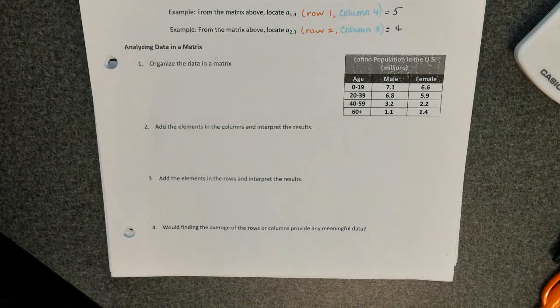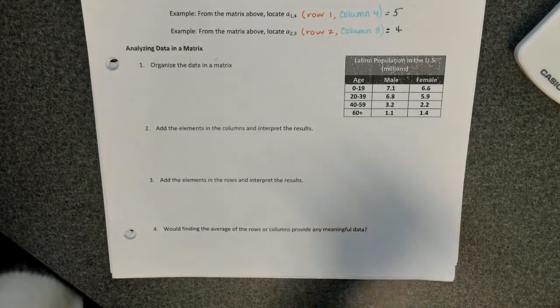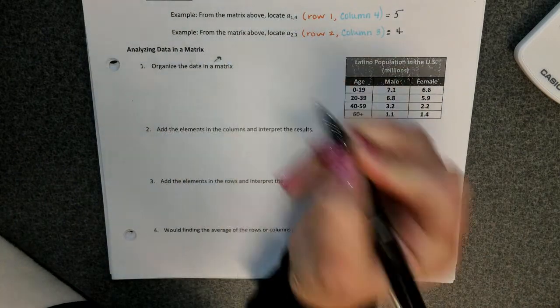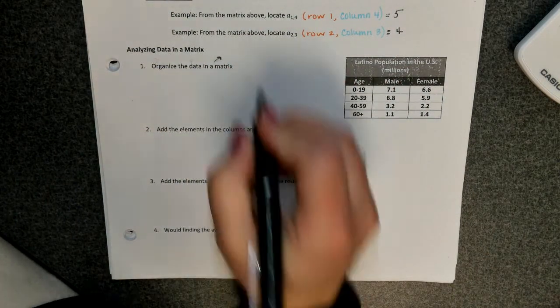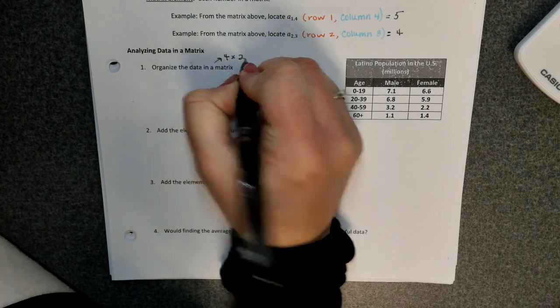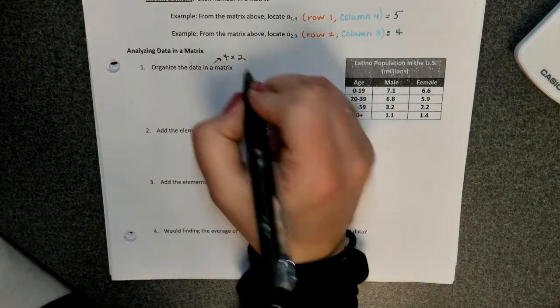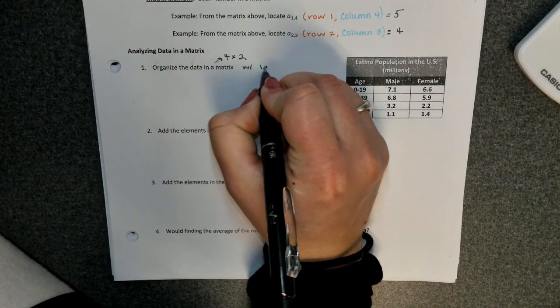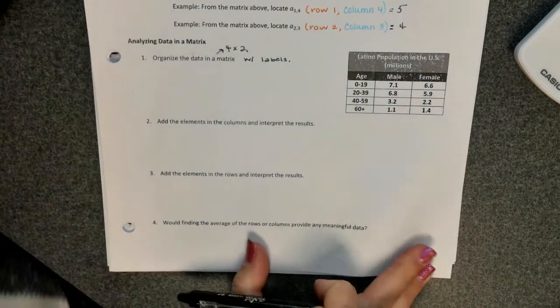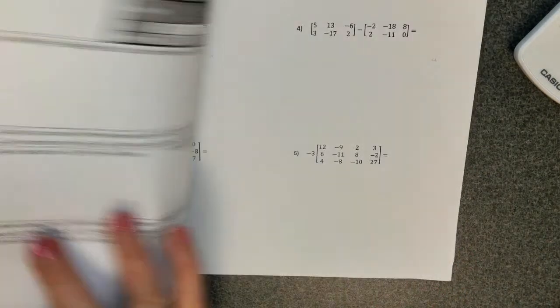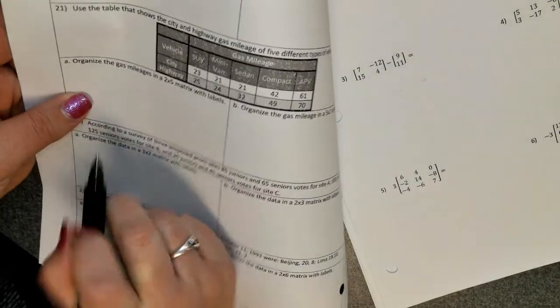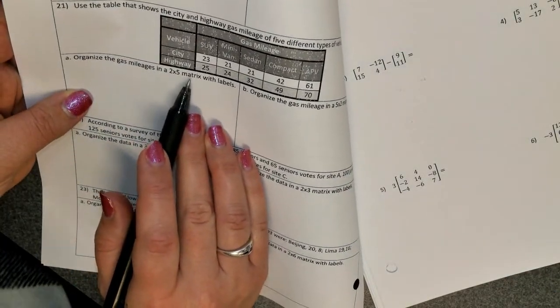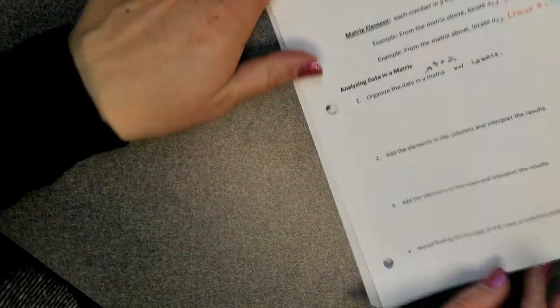It says organize the data into a matrix. Now on your assignment you'll notice that it will say, in this case, let's do it in a 4 by 2 matrix, and it will say with labels. You'll notice that's what it says right on your assignment: organize the gas mileage in a 2 by 5 matrix with labels. So that's exactly how we're going to do it.